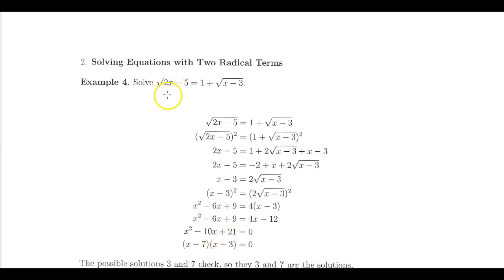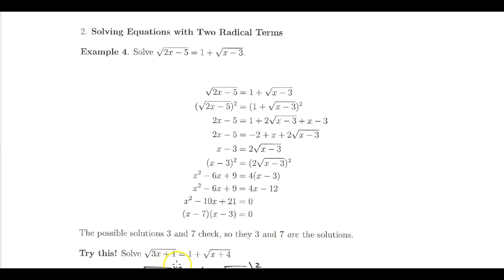So if we check 3, 6 minus 5 is 1, so we get 1 on the right-hand side. 3 minus 3 is 0, and 1 plus 0 is 1. So we get 1 equal to 1. So 3 checks. We also want to check 7. 14 minus 5 is 9, so we have the square root of 9 is 3. And then 7 minus 3 is 4, so the square root of 4 is 2. 1 plus 2 is 3. So we get 3 equal to 3 when we check that solution. So it turns out that 3 and 7 are both solutions.